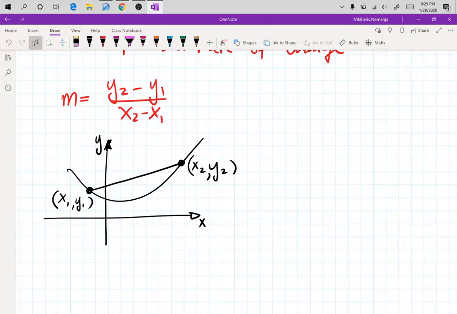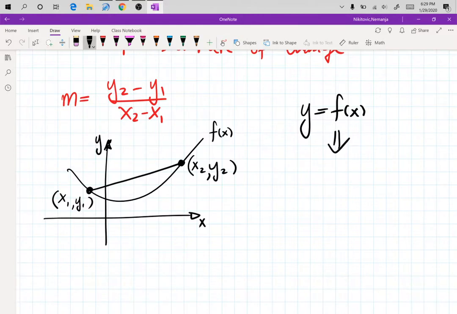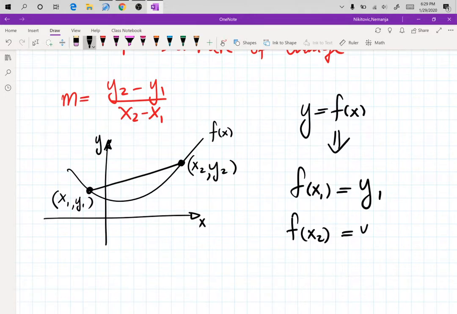This line, this curve which I have here, is some curve f of x, some function, which when you provide x, it spits out y. We did that on the first day. Now you plug 3, you calculate, and you get some y out, right? We know that y is equal to f of x. That means that if my input is x1, it will spit out y1. If my input is x2, it will spit out y2.